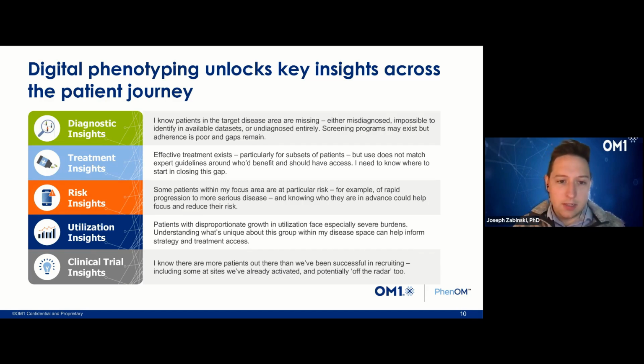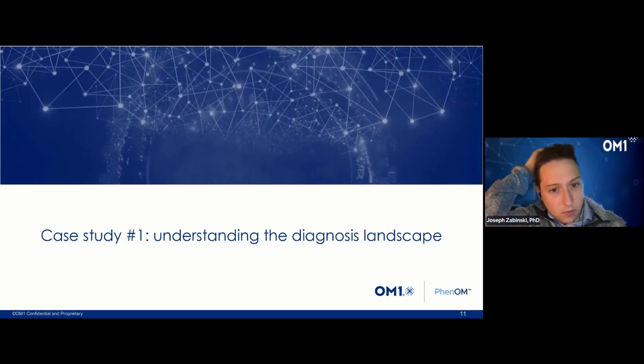And then utilization insights and even applications to clinical trials, saying where do trials fit into that patient journey? Where might it be appropriate for a patient to access a new therapy that's still being tested, but that might meet a need they have? These are also ways that we can enrich the patient journey using this digital phenotyping technology. To make this a little bit more concrete, I'll go through a few different case studies.